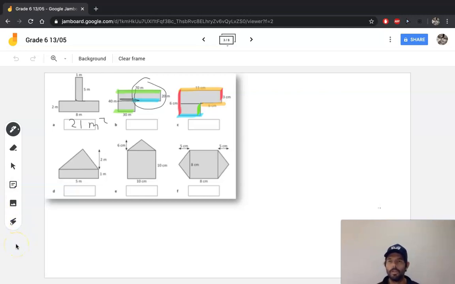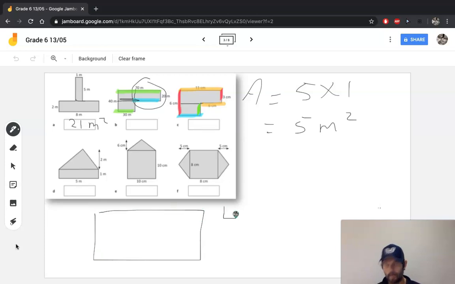So your first shape in D, I'm going to work out the area of the rectangle at the bottom first. So that area is going to be 5 multiplied by 1, which equals 5 meters squared. Now your area of a triangle is half the area of a rectangle. So if I drew a rectangle, your area there is length times breadth. Okay? If I halve that, and I wanted you to work out just the area of this triangle, then surely it's going to be length times breadth divided by 2. Okay? And that's how you work out the area of a triangle.